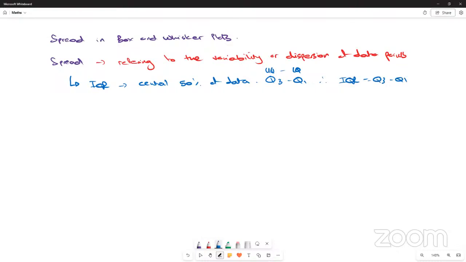The larger the interquartile range, the greater the spread, as a rule. So larger interquartile ranges, larger spreads, among the middle 50% of data, while a smaller interquartile range means less spread. Likewise, the opposite, right? Smaller interquartile range would mean less spread.